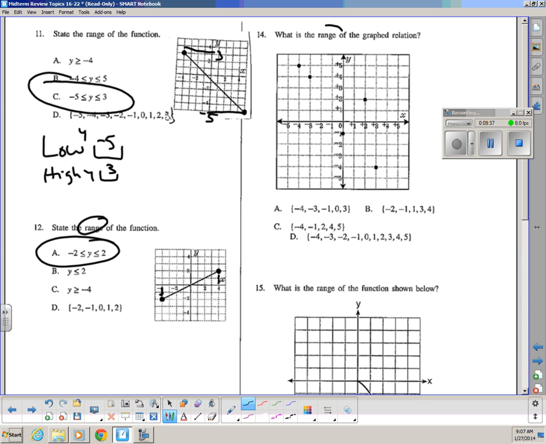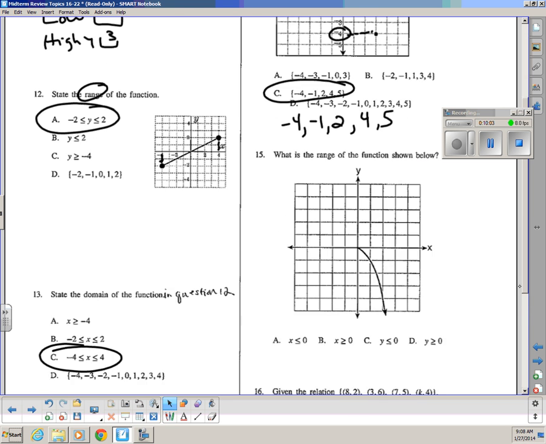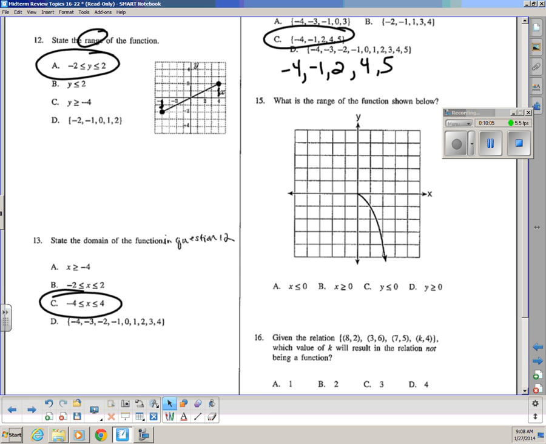So for example, I'm looking at the range, my y values. My y value of this point is 5. My y value of this point is 4. My y value of this point is 2. My y value of this point is negative 1. Don't forget that one. And my y value here is negative 4. So if I listed them out, I would have 5, 4, 2, negative 1, and negative 4, which is choice C.